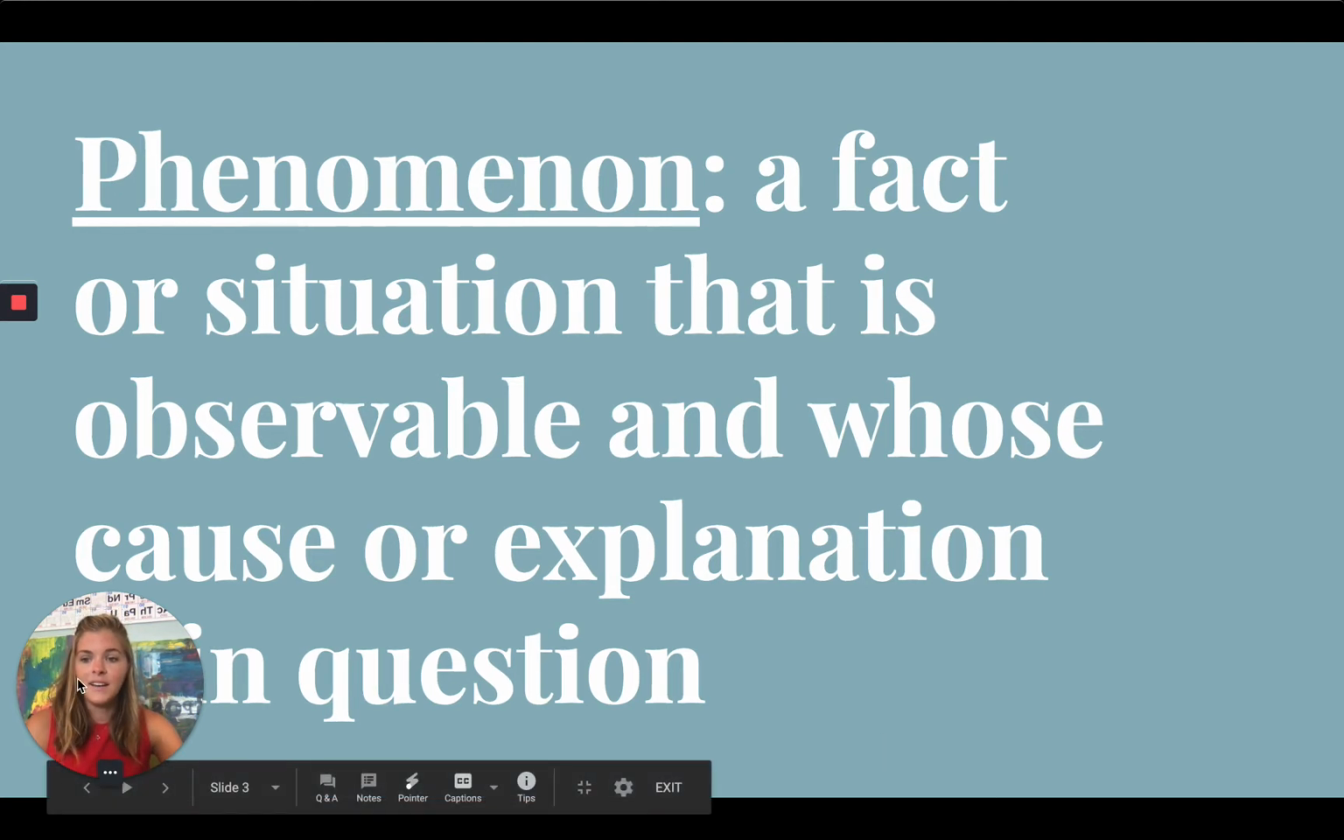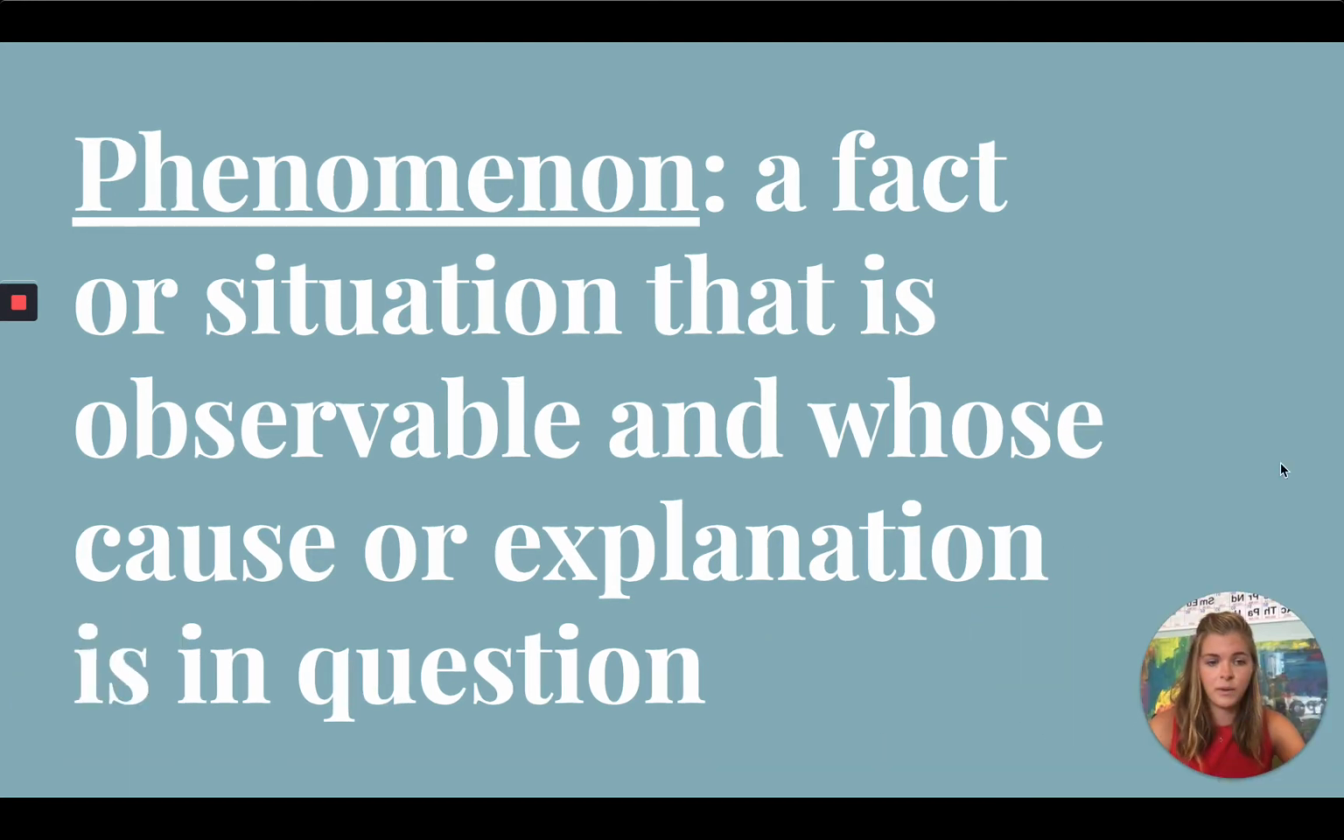So, throughout this year of chemistry, we're going to be focusing on what are called phenomena. A phenomenon is a fact or situation that is observable and whose cause or explanation is in question. So it's something different that's occurring. It's something you've seen before, you see things sink, you see things float, but why exactly does it happen? What is happening scientifically that's making that happen?